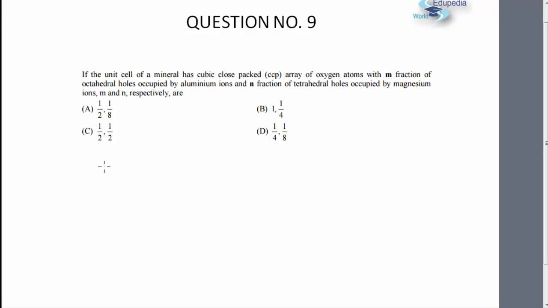Question number 9 is from solid state, which is a regular feature in almost every year in IIT JEE. One or two questions definitely come from this fairly simple topic. Let us have a look. It says that the unit cell of a mineral has a CCP array of oxygen atoms.